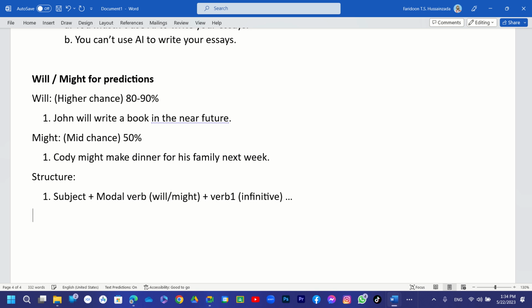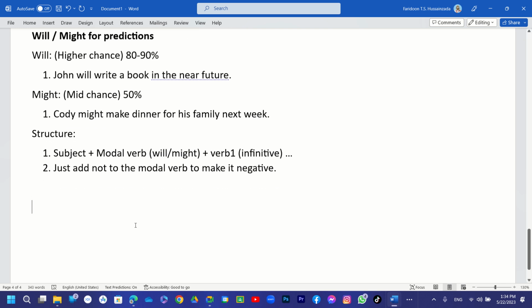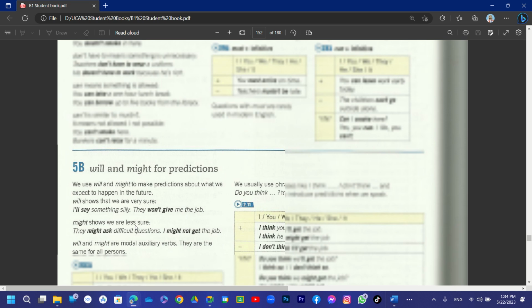So this is kind of like the structure, and if you want to make it negative, you just have to add not. Let's write it here: just add not to the modal verb to make it negative. Okay, so let's continue and check the other grammar.